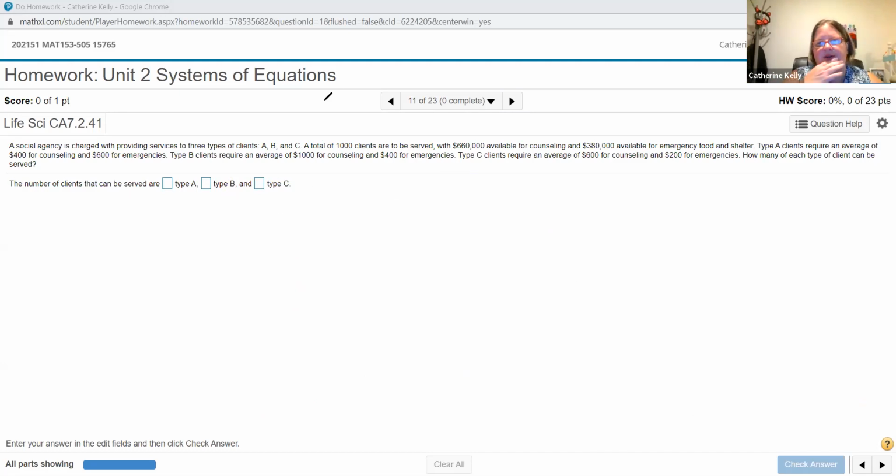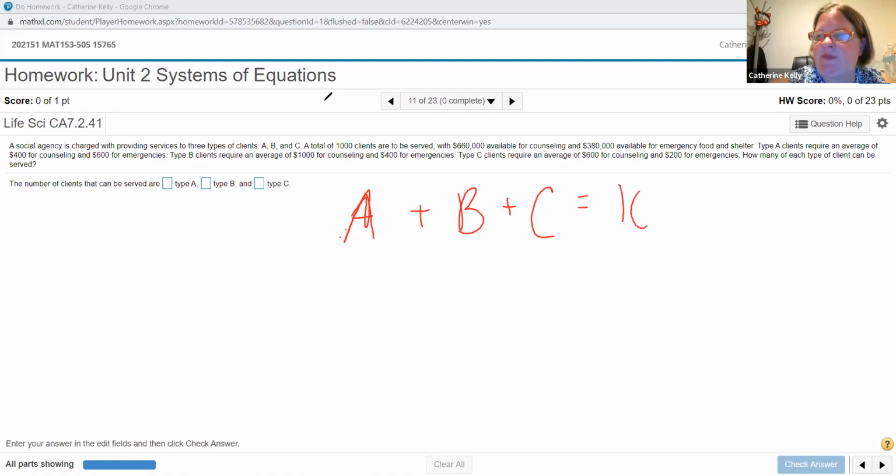All right. So what I know is that there are 3 types here, A, B, and C. It's always going to be A, B, and C, X, Y, and Z. A, B, and C are going to total something. And if I read it, it says a social agency is charged with providing services to 3 types of clients, A, B, and C, for a total of 1,000 clients. So I need 1,000 clients total. I might even write clients.